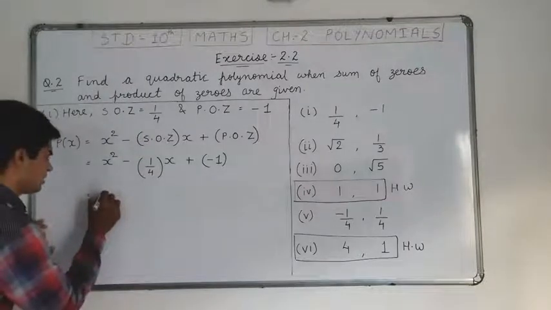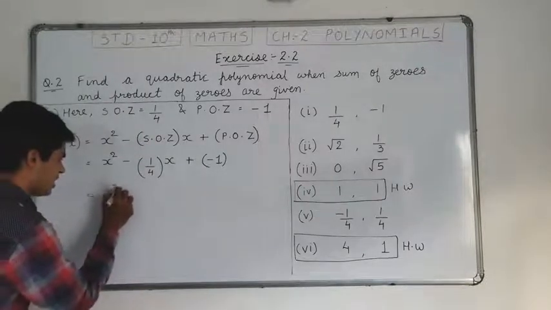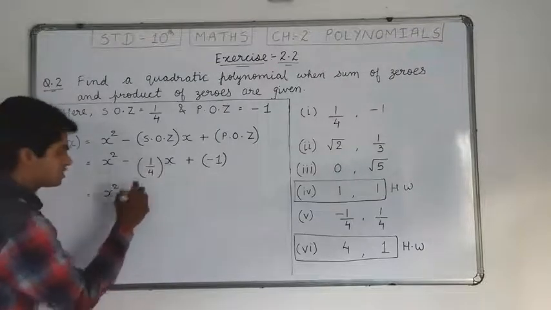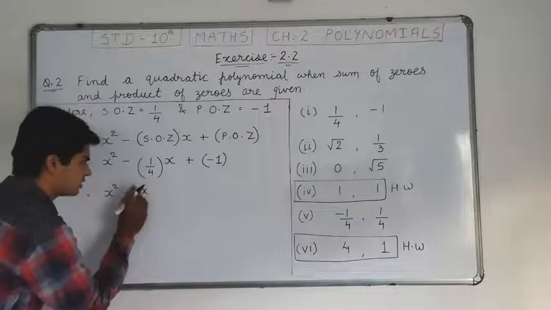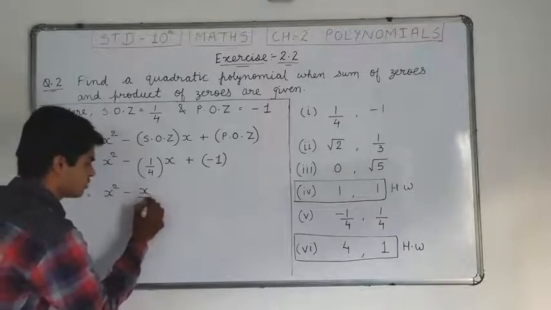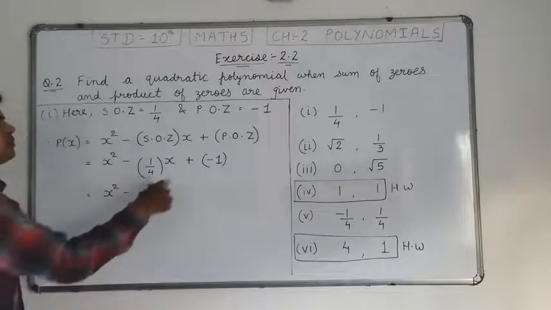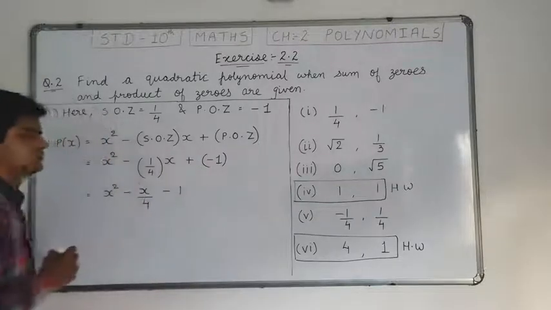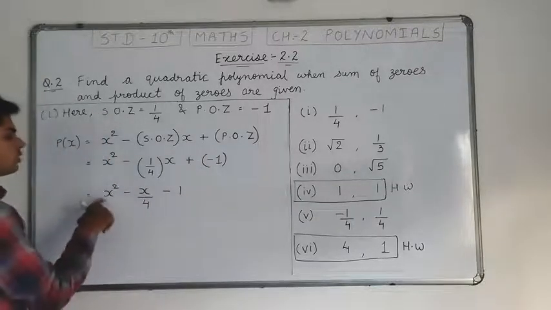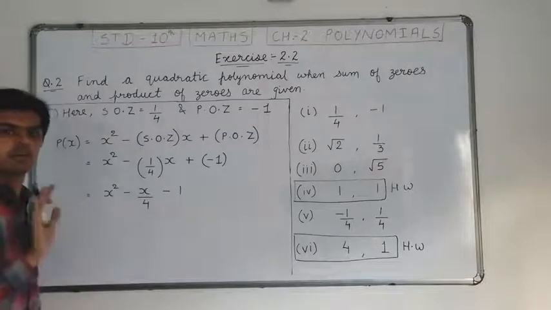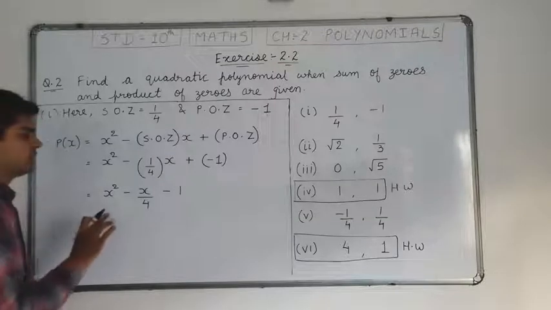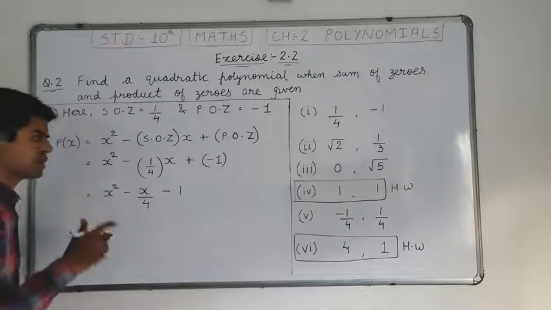So what will it be? x square minus 1 multiplied with x, so it will be x by 4, plus minus 1. Understood? Now compulsory you have to take the LCM. In each and every question wherever LCMs are needed you have to take the LCM.